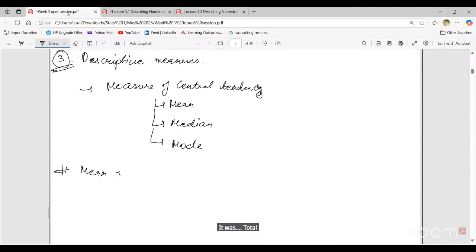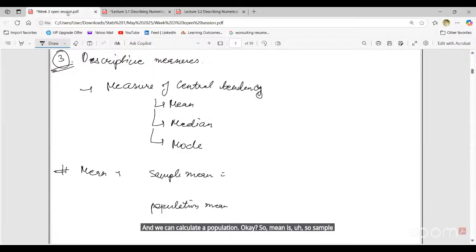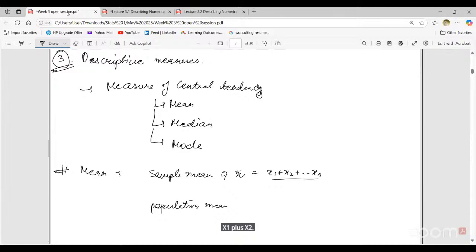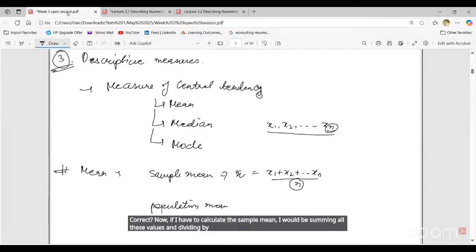Total upon total number. So in mean, we can calculate a sample mean and a population mean. The sample mean is represented by x bar, and it is x1 plus x2 till xn divided by n, where n is the sample size. We sum all these values and divide by the number of samples. Got it?